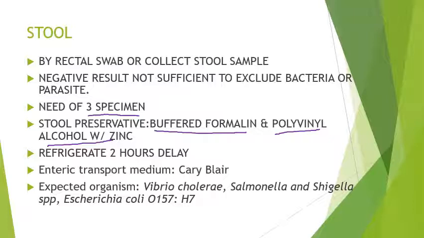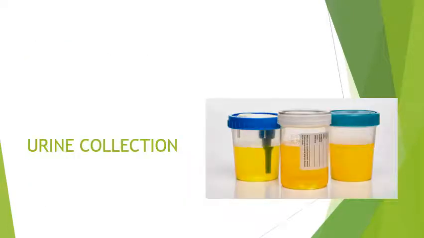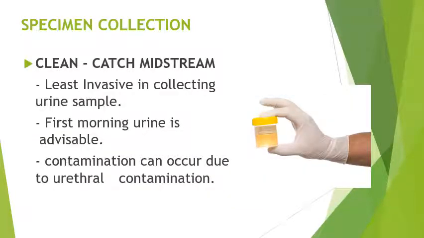So, what are the expected organisms in the stool sample? Usually, it's Vibrio cholerae, Salmonella species, Shigella species, Escherichia coli O157:H7. Okay, next would be urine collection. So for the urine collection, the specimen of choice is midstream catch or clean catch midstream. This is the least invasive way of collecting a urine sample.